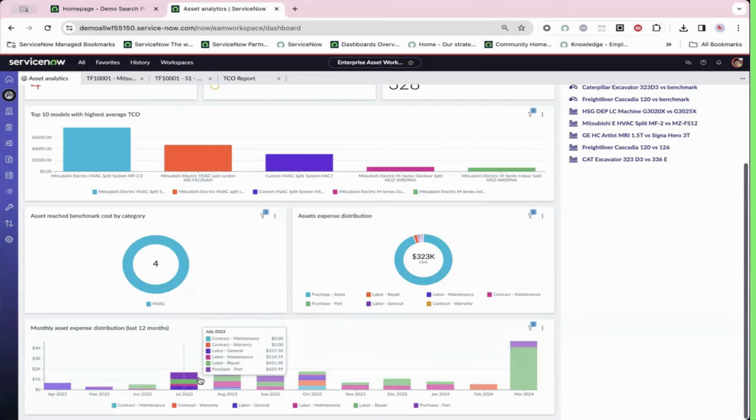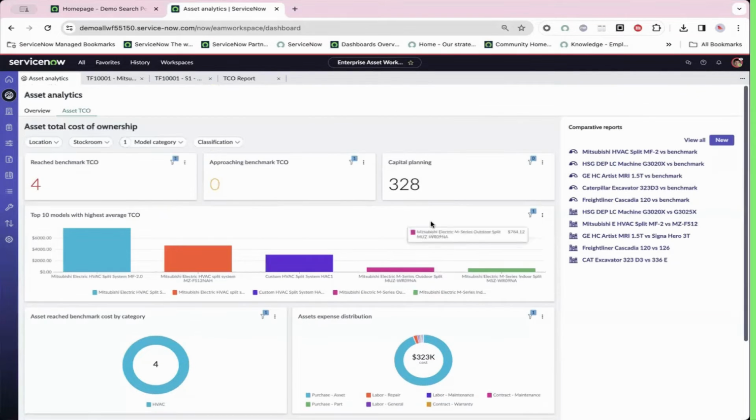You can also see here your monthly asset expense distribution, and that gives you specific information per month on what was spent for that specific month. So for example, here in July, we spent in a variety of expenses here, whether those are contract under maintenance, warranty, and in labor, we spent it in general, maintenance, as well as repair, and a purchase of the part specific to this HVAC system.